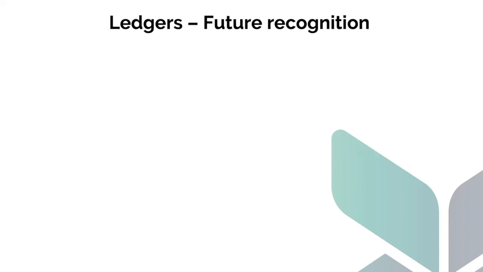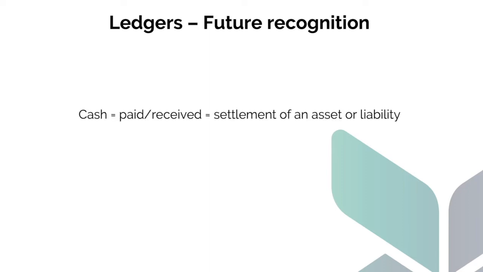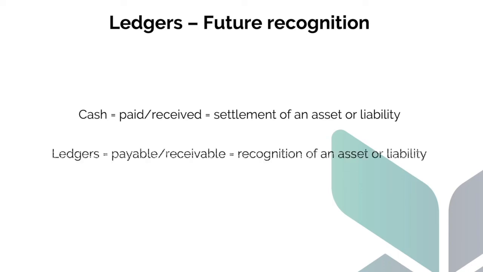So that's a cash transaction, as in I come into a shop, I give you some money, you give me a product, job done. But obviously in business, there are a lot of credit transactions. So cash is paid and received, and it's a settlement of an asset or liability there and then. Ledgers are payable and receivable. So it's not paid and received, it's payable and receivable, and it's the recognition of an asset or liability, as opposed to settlement of an asset or liability.